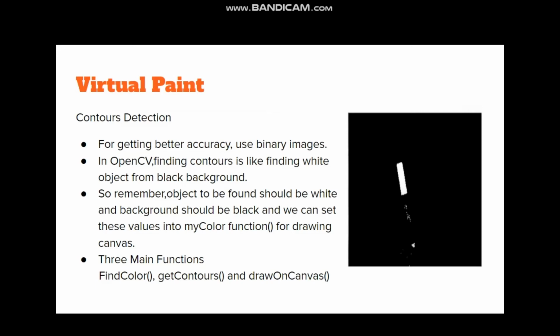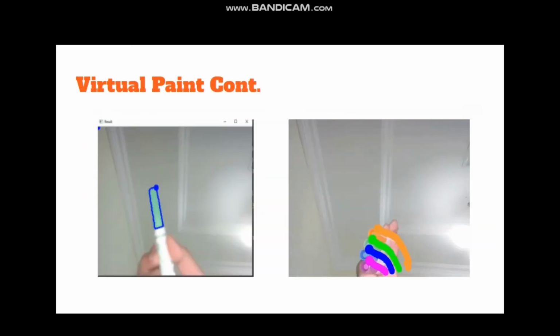Draw on canvas is basically drawing any diagram using a color on the webcam, and get contours is basically getting contours, which outline the bounded shape of an object, as shown on the screen. Like it shows a rectangle bounded with a blue color, and a small dot which is a contour, and then on the right side, as you can see, you can easily draw a color and paint something.